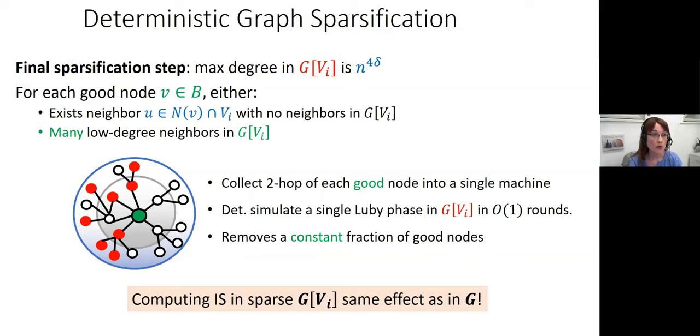Once we do these steps of graph sparsification, at the end we get to this graph G_{V_I}. Its maximum degree is n to the 4 delta. This is small enough so that we can just collect the 2-hop ball of every good node into a single machine. And then we can just simulate a single phase of Luby in this graph. But because of all these properties that we kept maintaining, every good node still has many light nodes that survive this graph sparsification, and therefore has good probability of being removed. So this is really what summarizes the idea of graph sparsification. We are computing deterministically a sparse graph such that running the deterministic version of Luby has the same effect as if we ran it on the original graph.